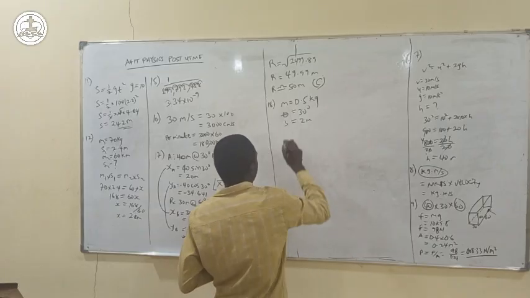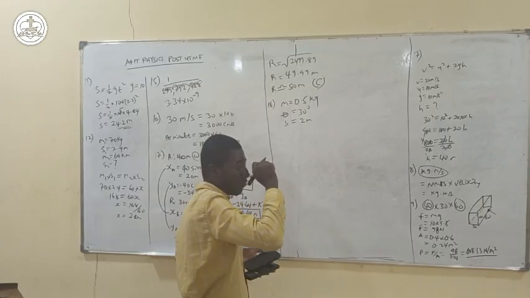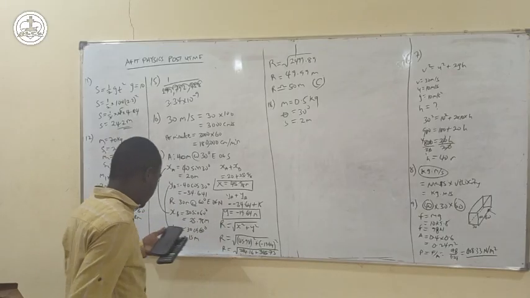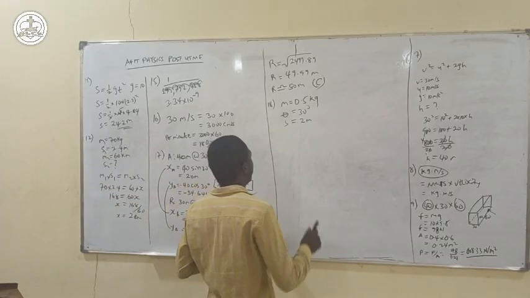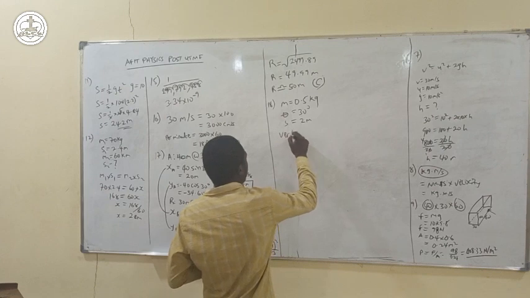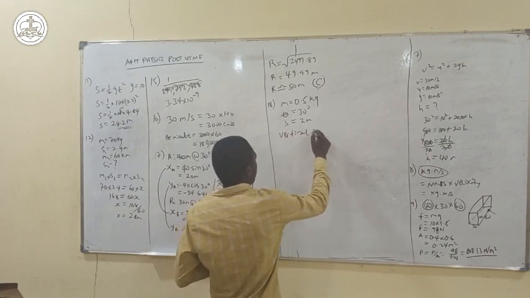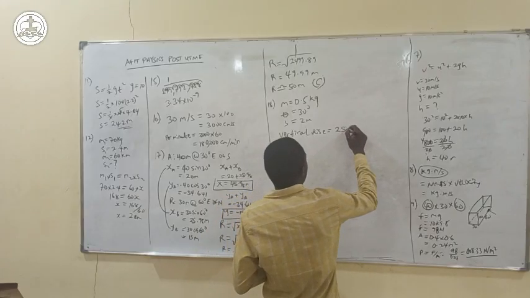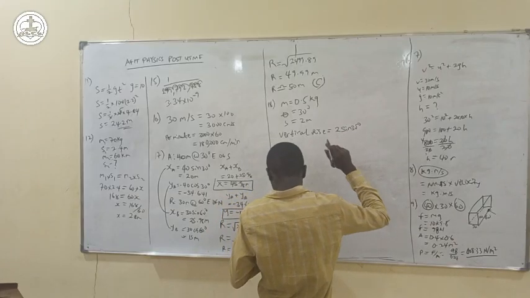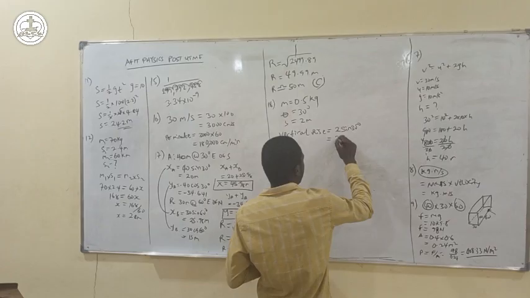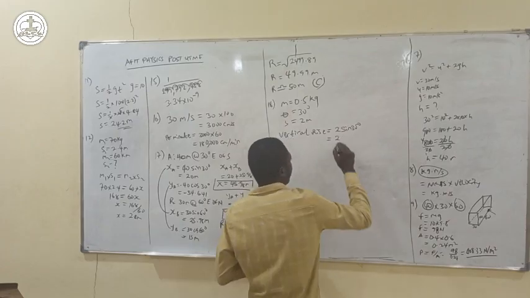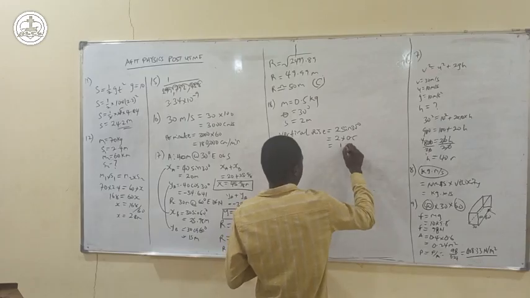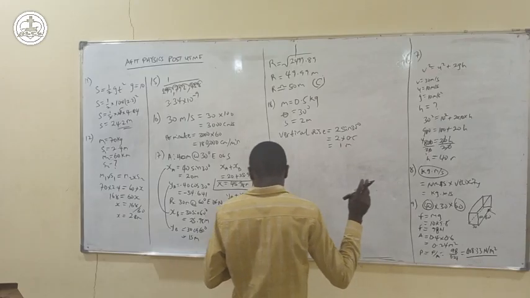So vertical rise, that is your vertical component. I think we did that here. Yeah, vertical and horizontal component. So the vertical rise is equal to 2 sine 30 degrees. Sine 30 is 0.5. 2 times 0.5 is equal to 1 meter. That is, it rose by 1 meter.